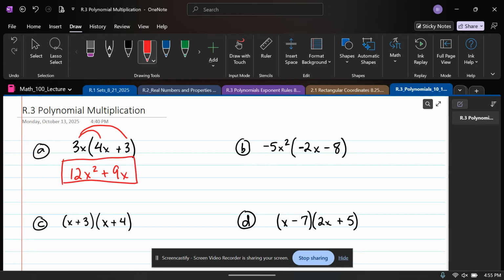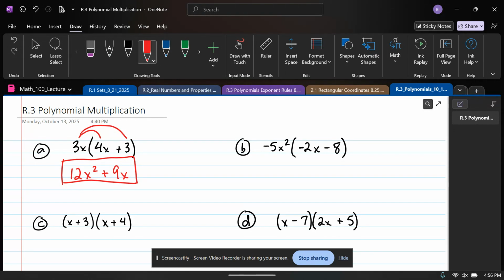Notice that we wrote our answer in descending order, starting with the highest power of x. You want to do that. You want to have your highest power of whatever variable you have, put it in the front, and go down from there. Typically, it's going to be there already because what they give you is in descending order, but it's not always. So sometimes you need to pay attention to that.